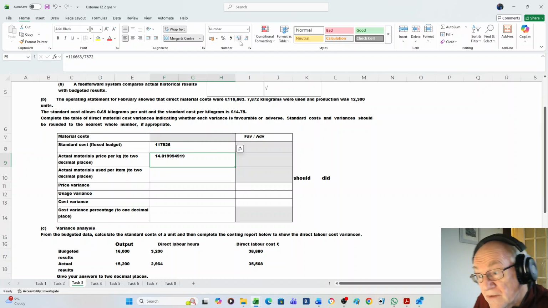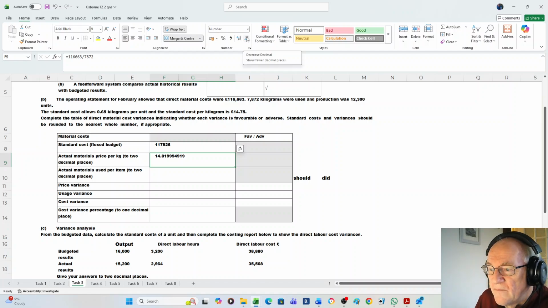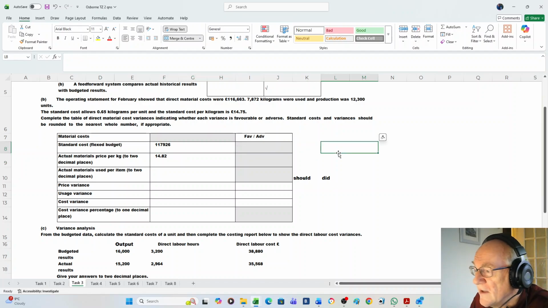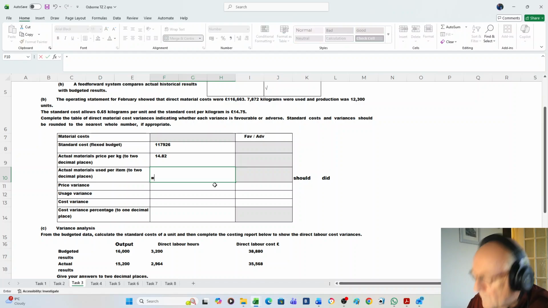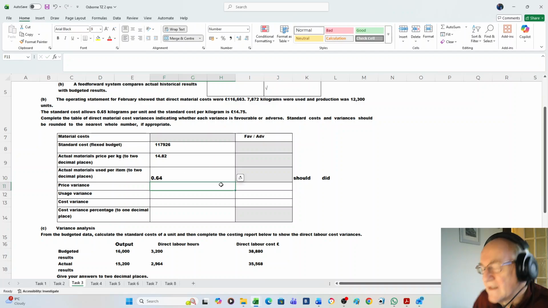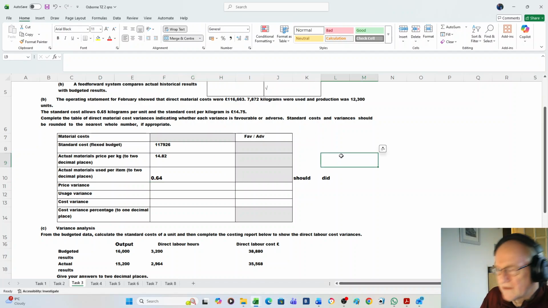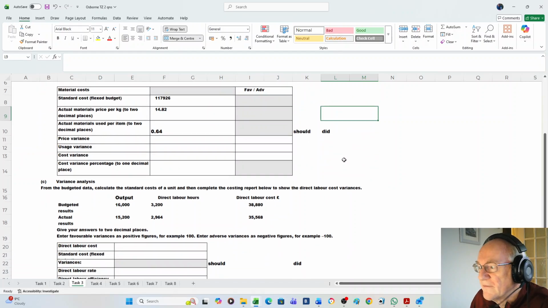If you were going to use it, I'd recommend for the variance not using that, because on another question you might get a rounding issue. And then the actual materials used is an actual exact number, so they used 7872 for 12,300. And that is exactly 0.64, so we wouldn't need to worry about using that one for the calculations if we were using slightly different formulas to what I use.